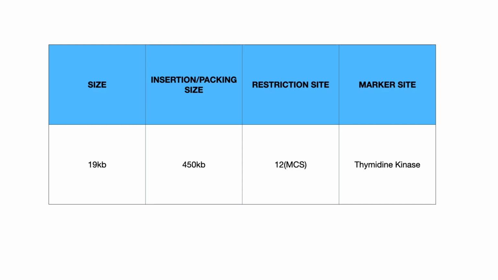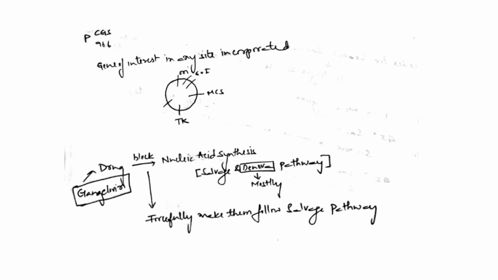CGS966. Its size is 19 kb, insertion or packing size is 450 kb, and its restriction sites are 12, multiple cloning sites, and its marker site is thymidine kinase. So, every cell follows two nucleic acid synthesis pathways, salvage and de novo, where naturally de novo is mostly occurring. The drug ganciclovir, which is used, blocks the de novo pathway, forcefully making them to follow salvage pathway.